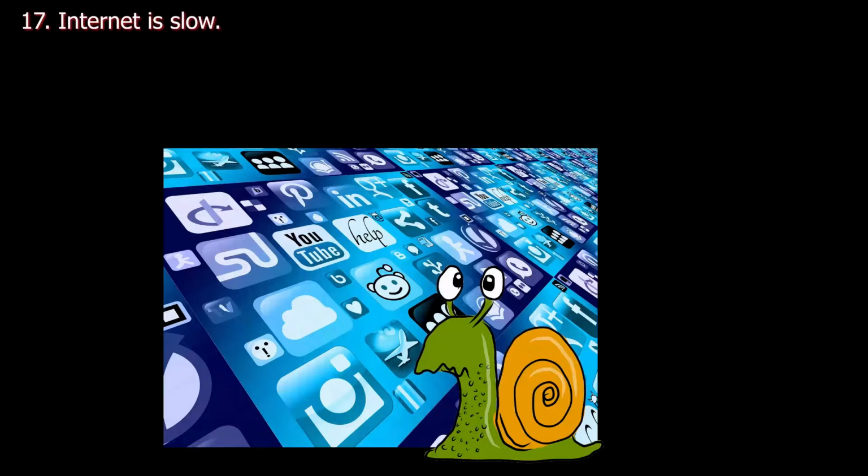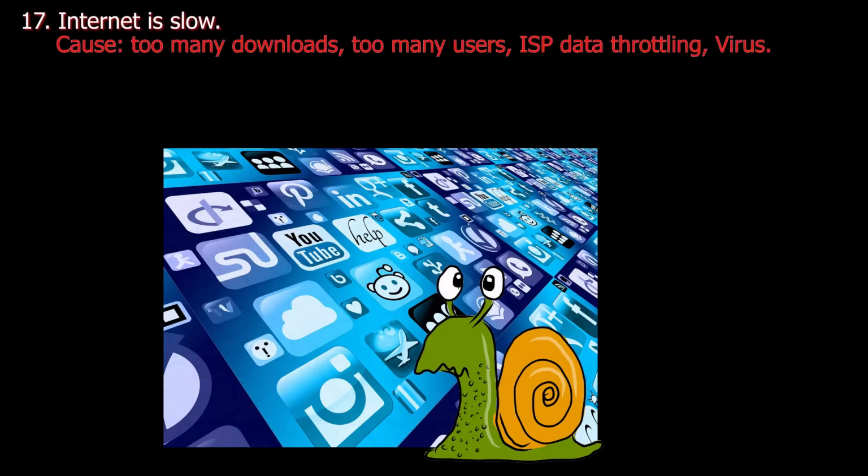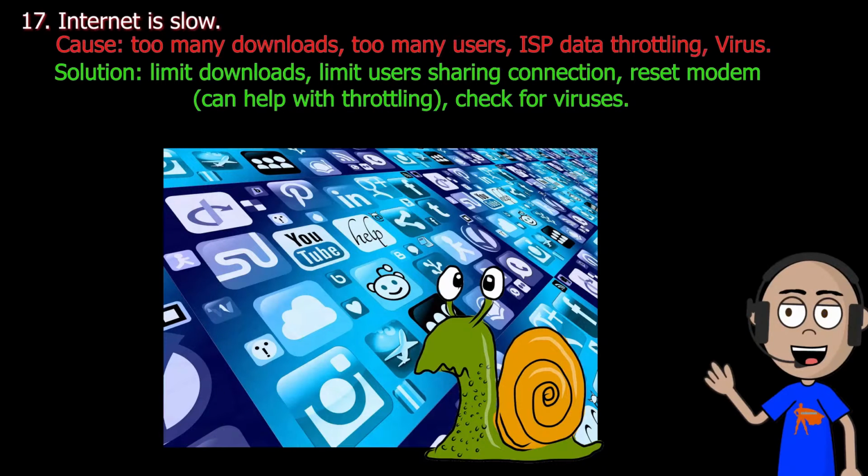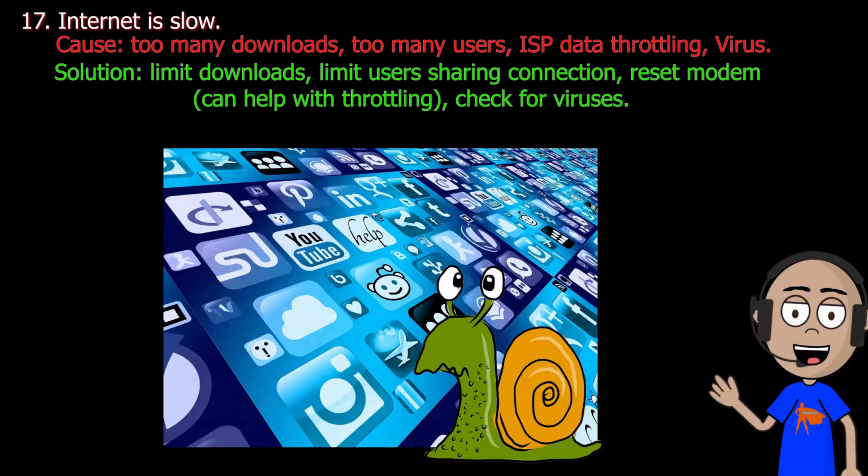Number 17, internet is slow. Cause: too many downloads, too many users, internet service provider data throttling, or a virus. Solution: limit downloads, limit users sharing the connection, reset the modem, this can help with throttling, and check for viruses. So again, another thing that ties in with our issues and solutions: if the internet is slow, check all these things that are listed. Make sure that there is no limit cap on the internet, stuff like that. But you can resolve that by changing all of these things.